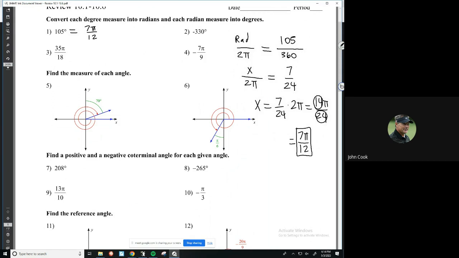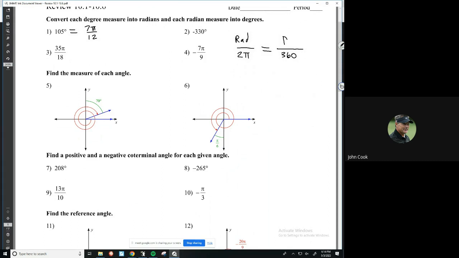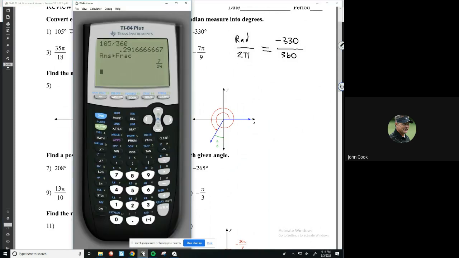Okay, and then do the same thing with number 2. Same proportion, and I have a degree value. I've got negative 330, so I'd put that up here, negative 330. Then I'd use my calculator and reduce it. Negative 330 divided by 360 gives me that, and converting that into a fraction, I get negative 11/12 equals the radian value that I'm solving for over 2 pi.